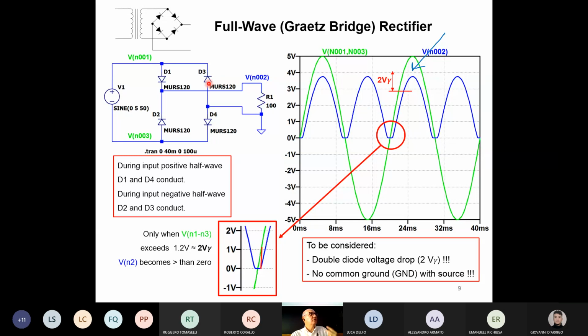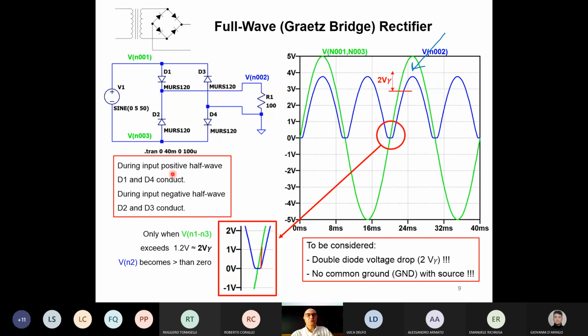In both cases, we have 2 voltage drops on the diode. And this means that we get V gamma voltage drop. That's why the peak voltage on the output is not 5, but is 5 minus 2 V gamma. Okay? It's smaller.